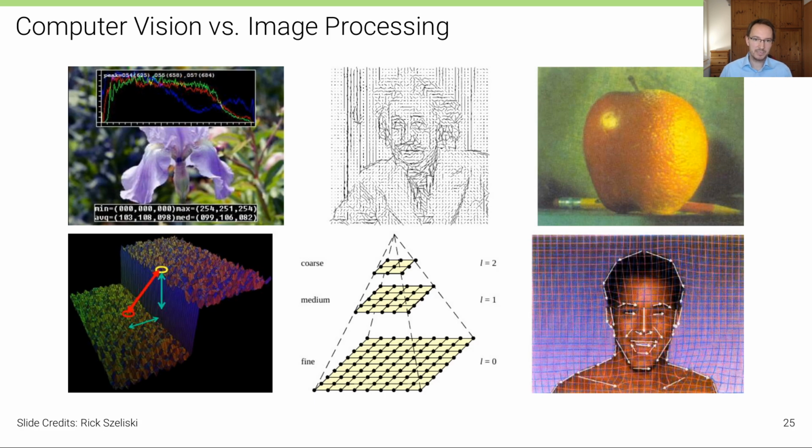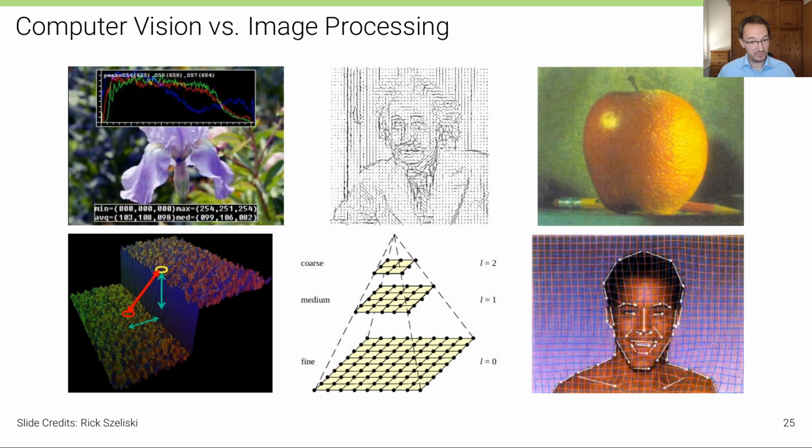Computer vision is also related to image processing. Image processing is concerned with low-level manipulation of images like color adjustment, edge detection, denoising, image warping, image morphing. This all happens in 2D.